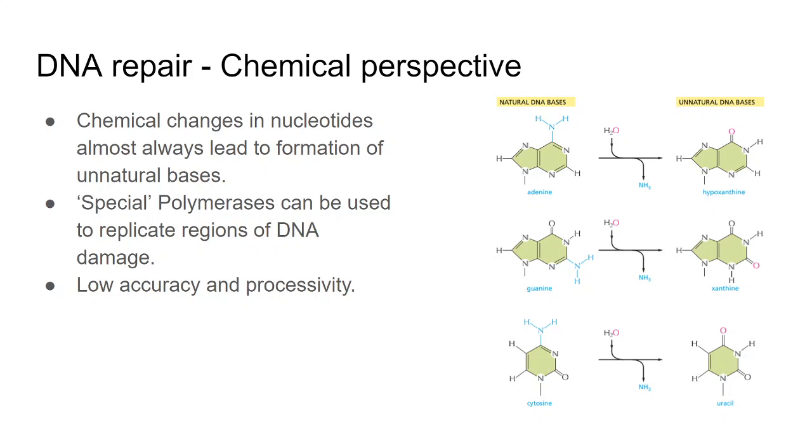You don't want these special polymerases to act on your entire genome. If they start acting on your entire genome, life would not be possible. You want these to act only in very short regions where damage is there. You don't want it to occur in normal regions. In normal regions, you have your regular DNA polymerase 3 acting.